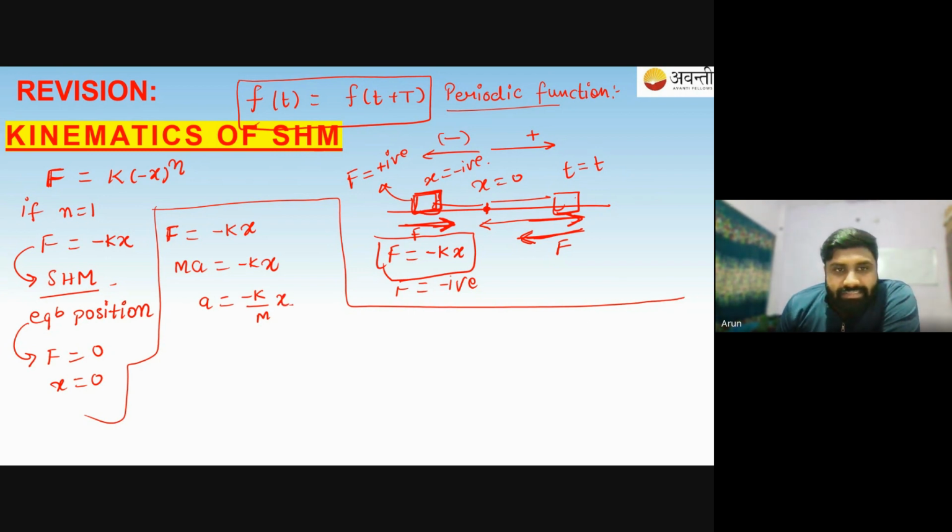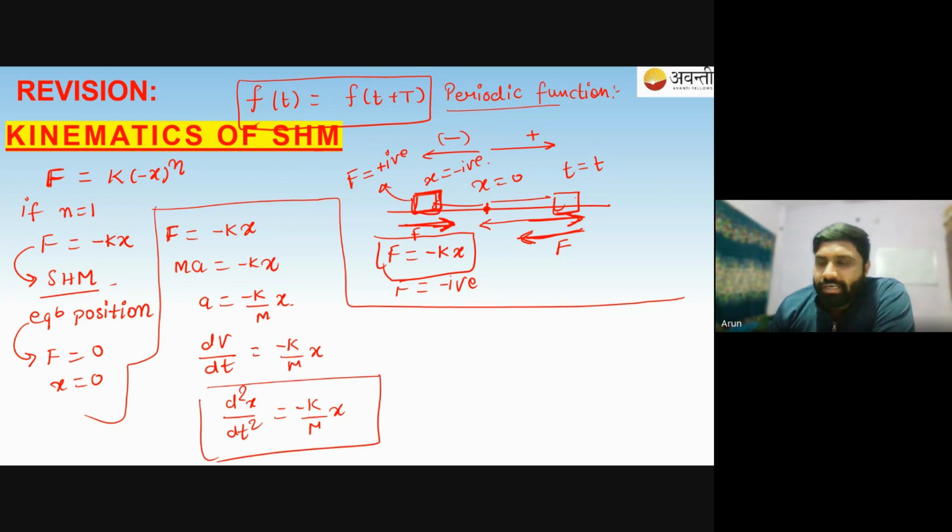Now, acceleration we can write as dv by dt, change of velocity per unit time, equals minus k by m x. dv by dt we can write as d2x by dt square, equals minus k by m into x. So this is the second order differential equation that we got. If we solve it, the solution of this second order differential equation, do not worry about how to solve this equation because it is not in your syllabus. Okay, so we can directly write the solution of this equation.